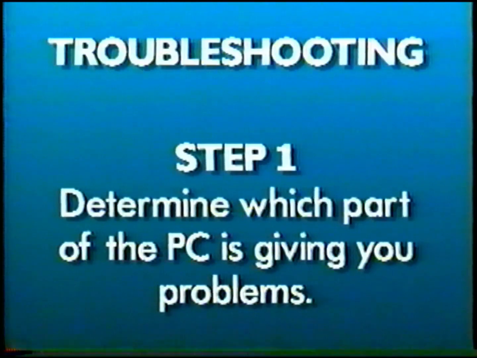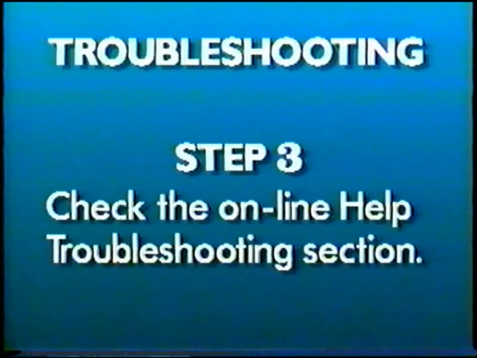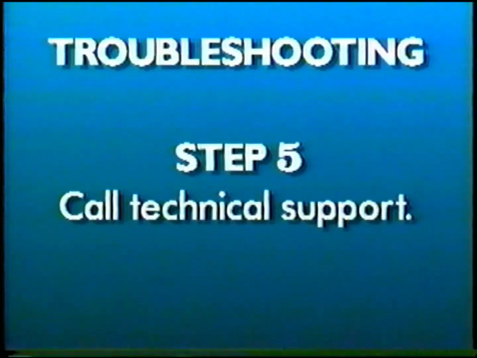Figure out which part of the computer is giving you problems. Make sure all the wires are connected and the right software drivers are installed. Look in the online help troubleshooting section for advice on your problem. Check Microsoft's Windows 95 support forums on either the Microsoft network or up on the internet. And if you still can't figure out what the problem is, call the technical support line at Microsoft or at your computer manufacturer.